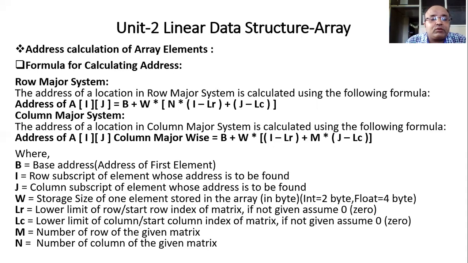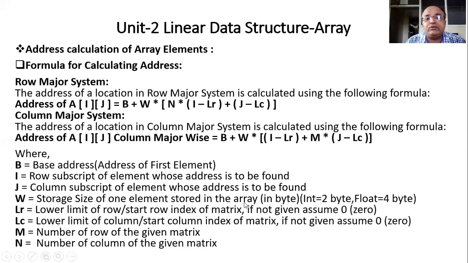Now, what does this B stand for? Base address. That is the address of the first element, which is given to you in an example. Okay, that base address is given to you in an example. Now the next element is W. Here you can see W is the storage size of one element stored in an array.